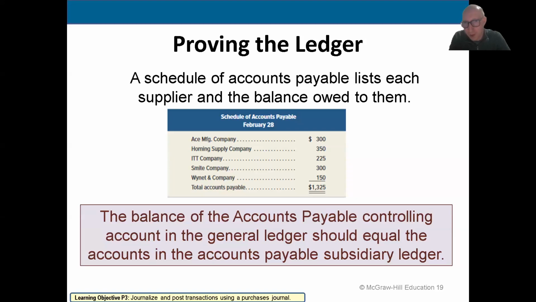Just like before, we need to make sure that our balances are accurate. And we prove the ledger by listing out all of our individual suppliers and the amounts that we owe each one. The amounts that we owe each one should equal the total accounts payable. If it doesn't, there might be a problem. So we always make sure that the total amount equals the individual accounts total.